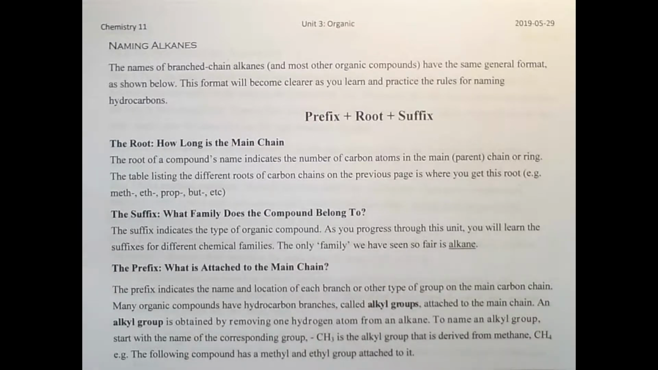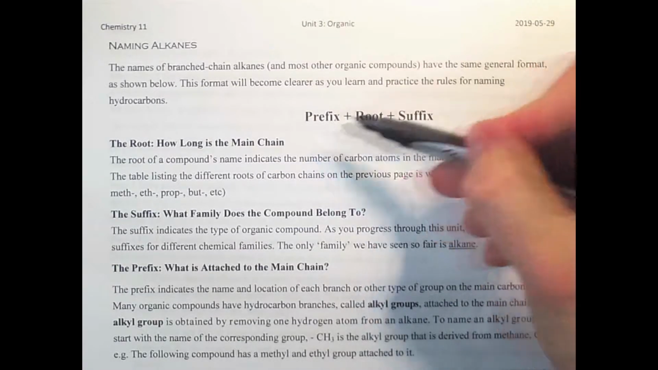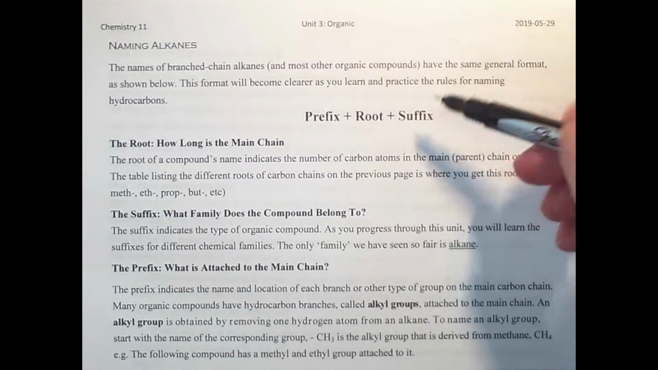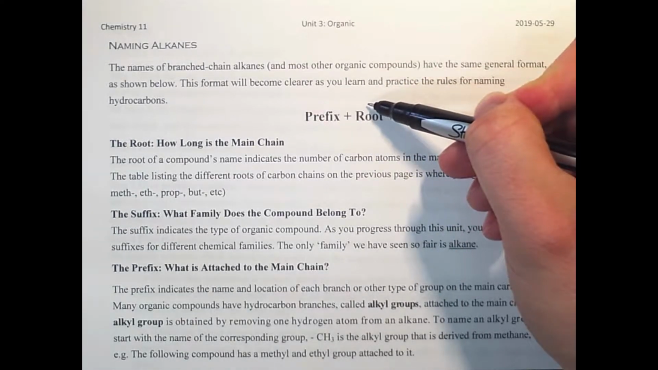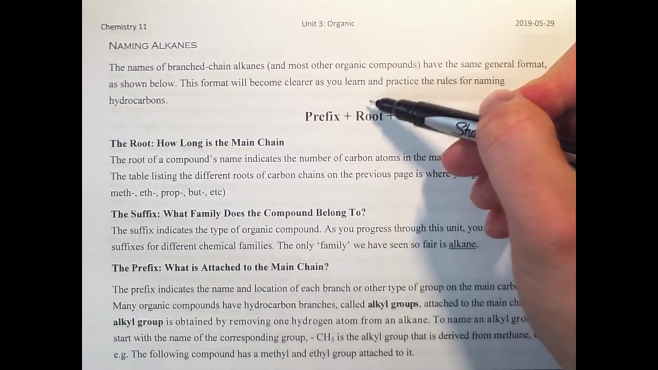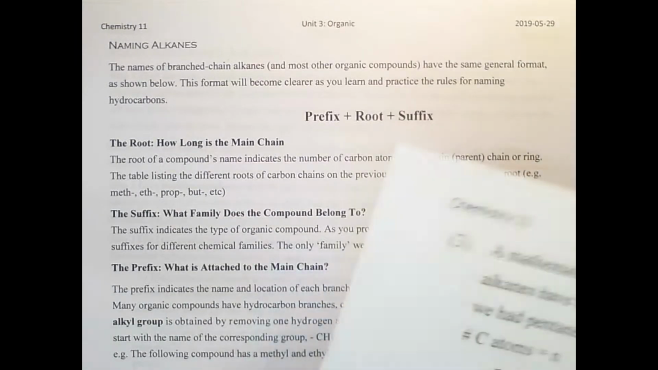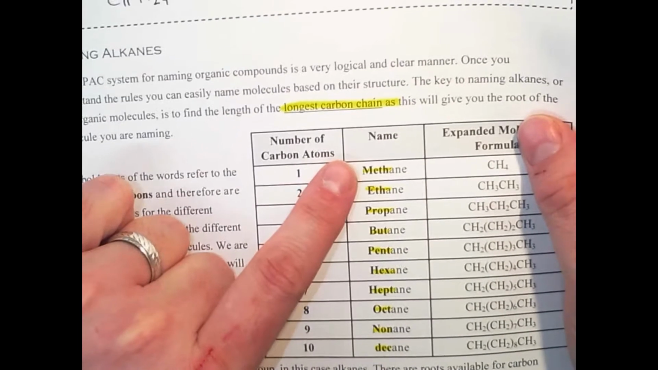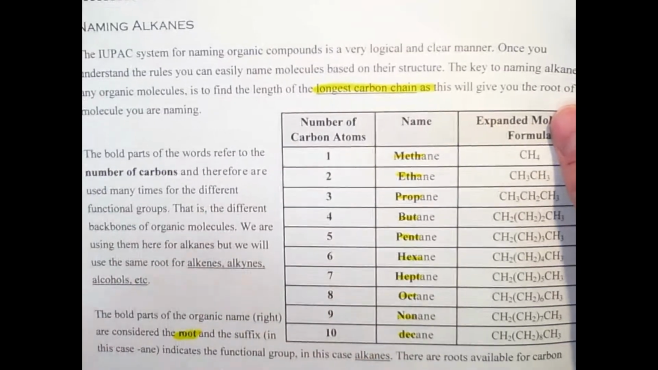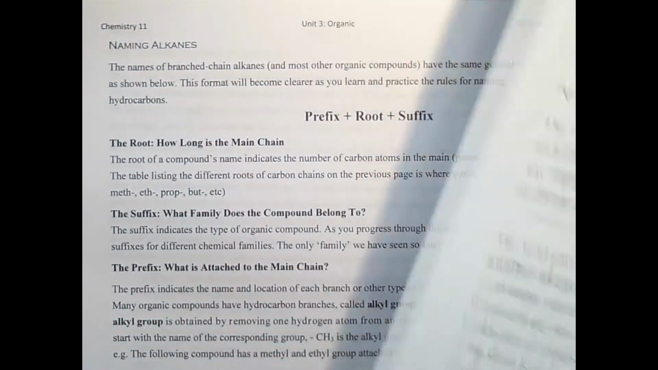So it brings us to the main part of today, which is naming, beginning to name. So an organic name is made up of a prefix, a root, and a suffix. So the root is the number of carbon chains, the longest chain, and that's on this chart. So the root is based on the bold or the highlighted parts on this. So we just need to find the longest chain, and that will give us that.